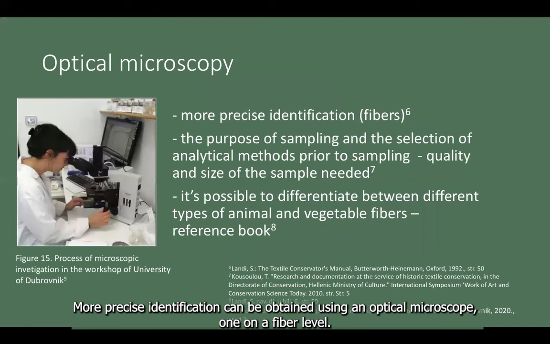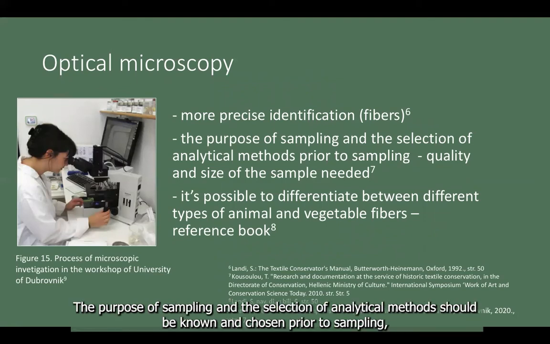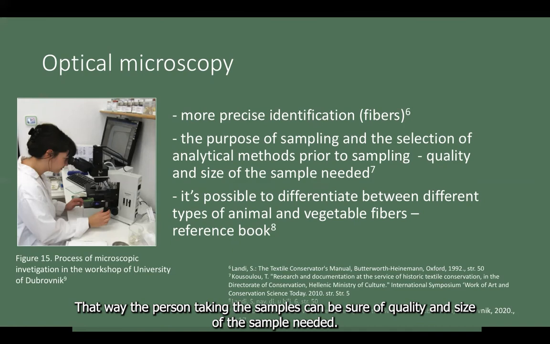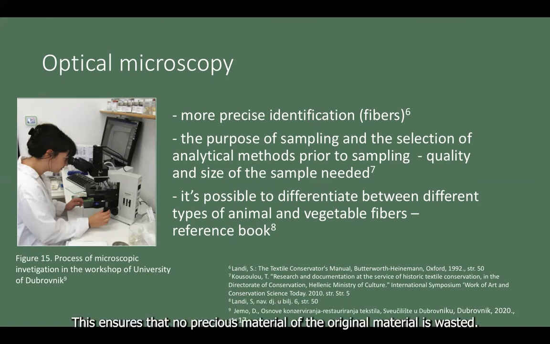More precise identification can be made using an optical microscope, and that is on a fiber level. The purpose of sampling and the selection of analytical methods should be known and chosen prior to sampling. That way, the person taking the samples can be sure of quality and size of the sample needed. This ensures that no precious material of the original textile is wasted.